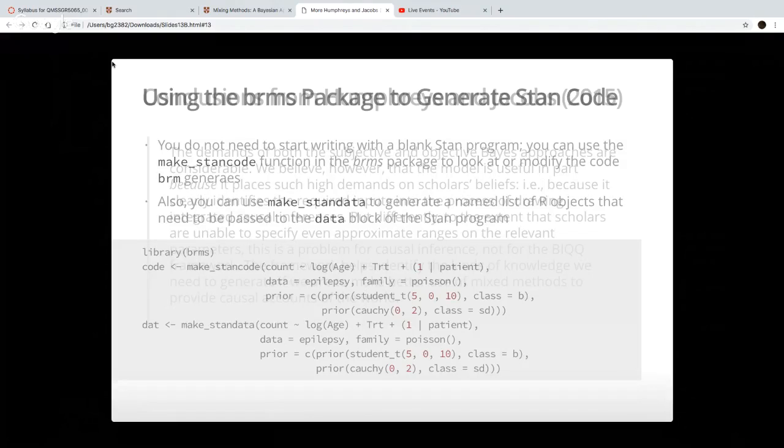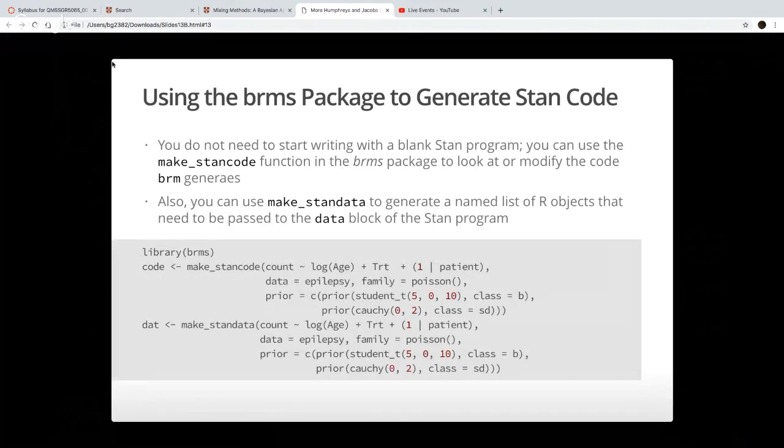So we started a little bit late, so one more thing to get through: using the brms package to generate Stan code, so you don't have to start out writing a blank Stan program every time. You can use the make_stancode function in the brms package to look at, or maybe subsequently modify, the code that brms generates. And there's a corresponding make_standata function that's also exposed to generate a named list of R objects to pass to the data block of the Stan program that was generated by make_stancode.